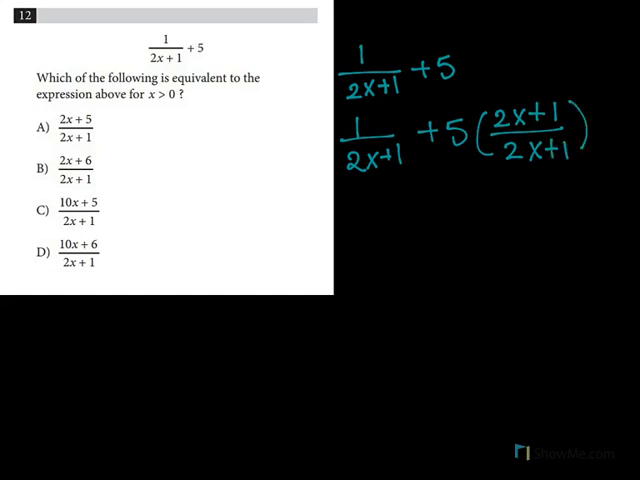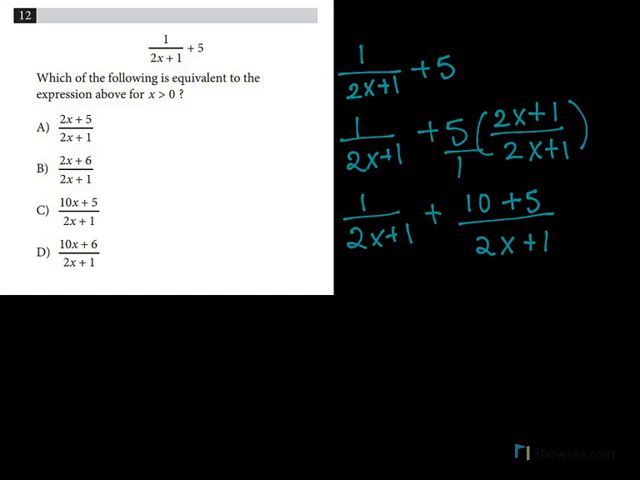So 2x plus 1 over 2x plus 1. So now we can just simplify it. I'm going to rewrite 2x plus 1 plus... Oh, my bad. So 5 times 2x, 10x plus 5, and the denominator stays the same because this is basically 5 over 1, so we're multiplying the denominator by 1.